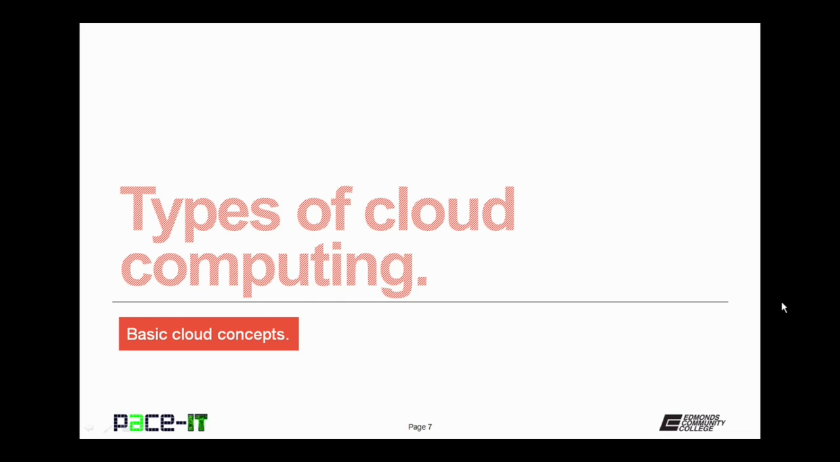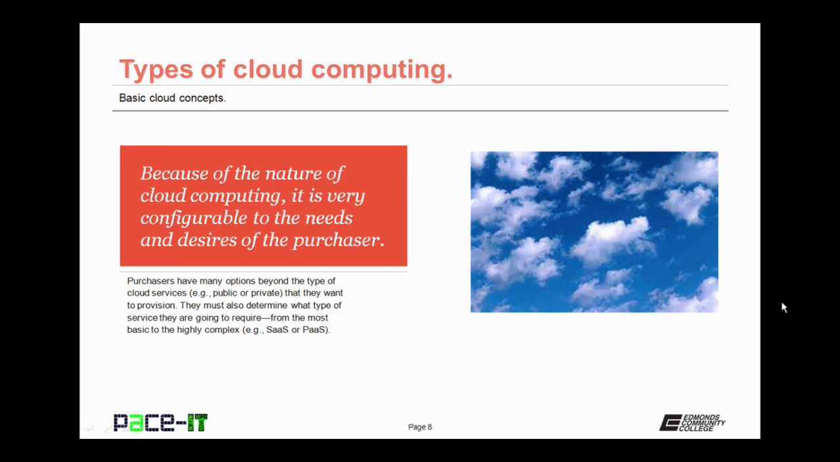Now let's move on to different types of cloud computing. Because of the nature of cloud computing, it is very configurable to the needs and desires of the purchaser of the cloud services. Purchasers have many options beyond the type of cloud services that they want to provision. They must also determine what type of service they are going to require, from the most basic of services to the most highly complex of services. The purchaser needs to have a plan going into cloud computing in order for it to be efficient and effective for them. So now let's move on to some of those services that cloud computing can offer.